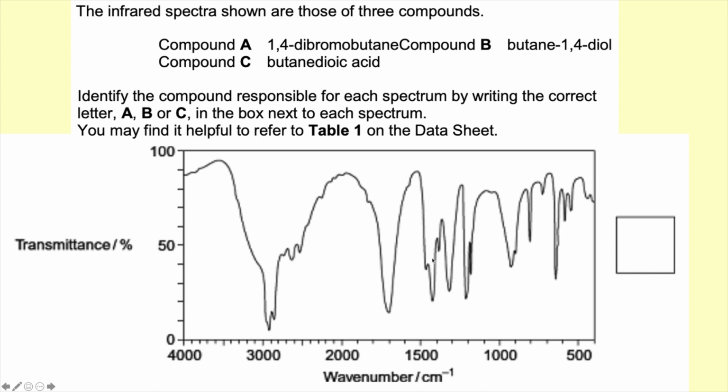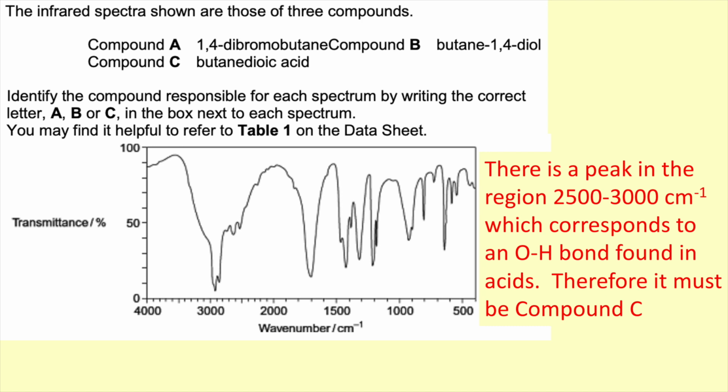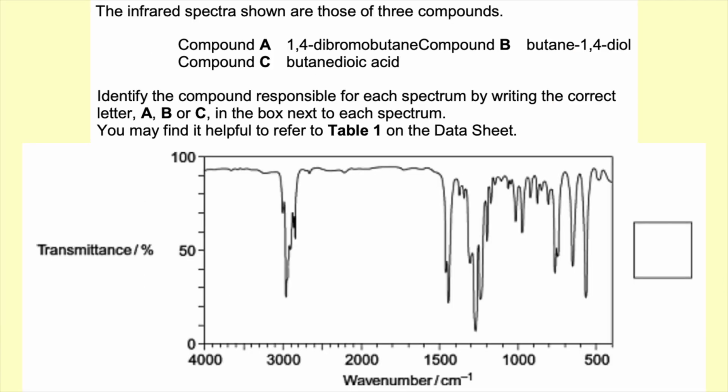But also what we can see is this C double bond O peak here. I haven't quoted that on the next slide, but it should be in that 1680 to 17-something region. The main one that we were looking at earlier is that 2,500 to 3,000 per centimetre, which is the OH in acids. And just from that we can identify that it is the carboxylic acid, butane dioic acid, compound C.